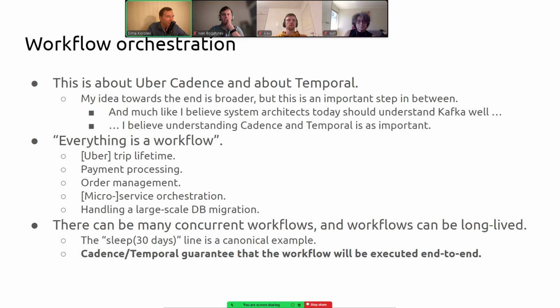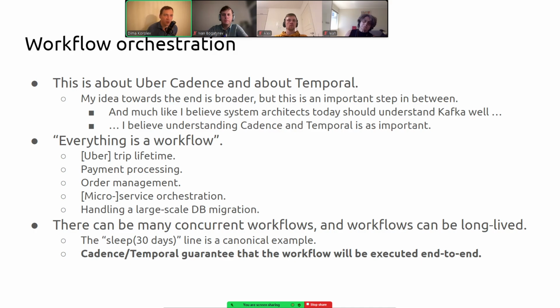All the state of your execution, all the logic, is kept consistent by the execution framework of Cadence or Temporal. And the beautiful part of this concept is that once you internalize it, a lot of things effectively become Cadence-ish, Temporal-ish workflows.